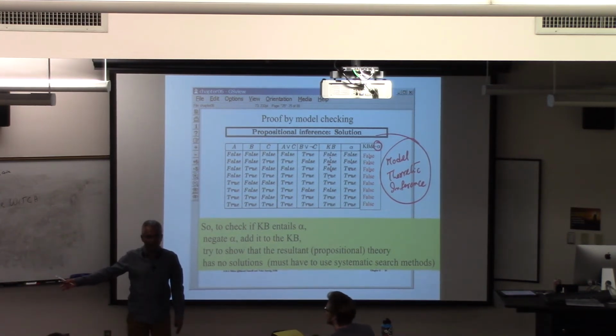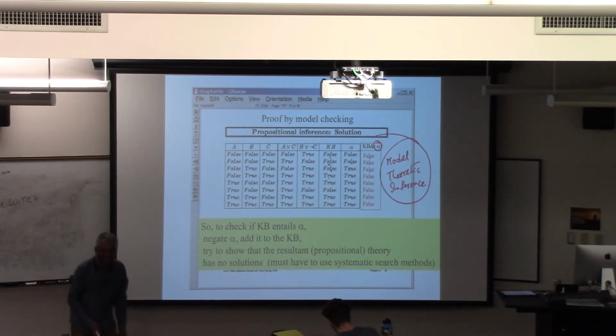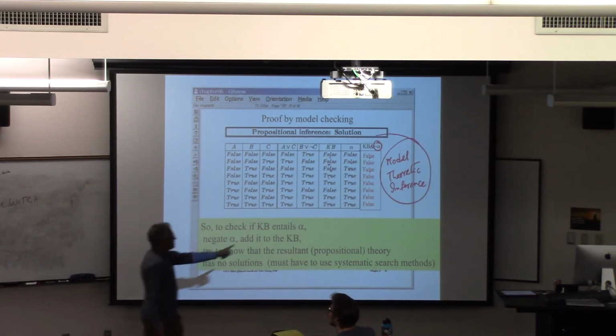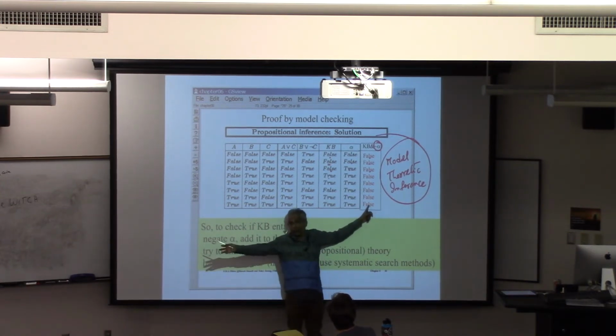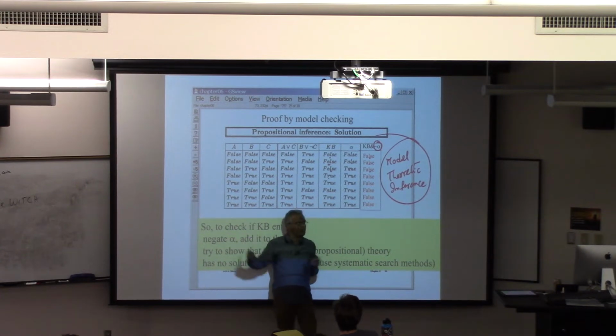Did you understand what I'm just saying? If my knowledge base is inconsistent, that means it has no models, then this thing seems to be telling me that any alpha would be true. Any alpha would be a theorem. Is this a problem? How many of you think it's a problem?